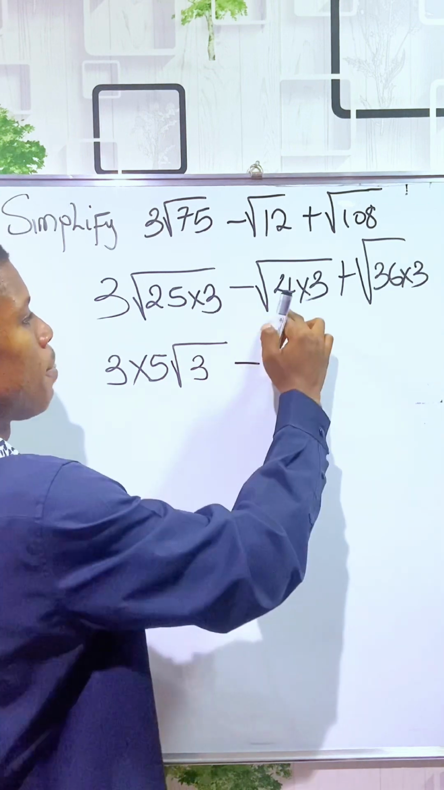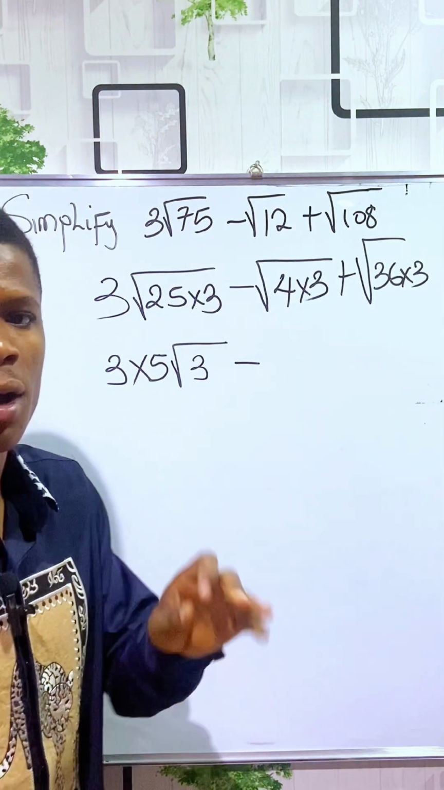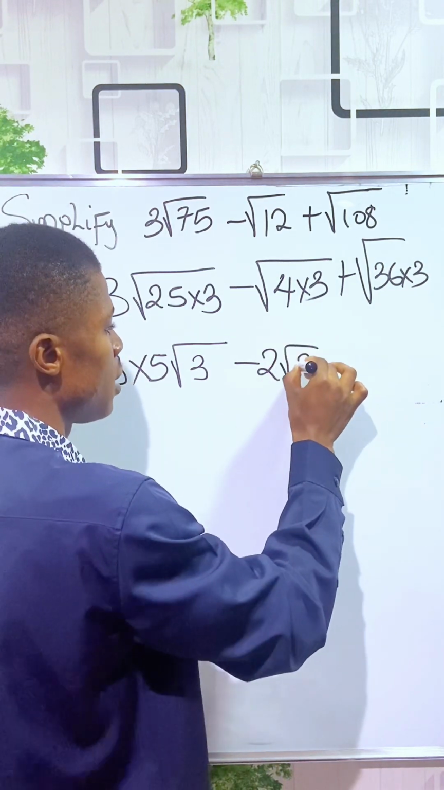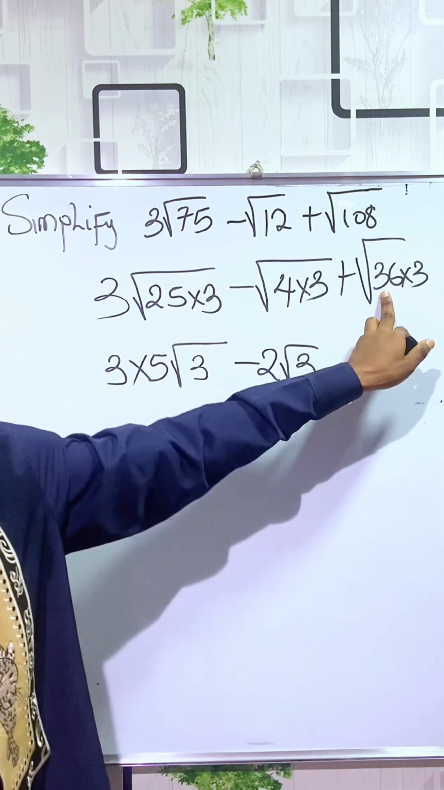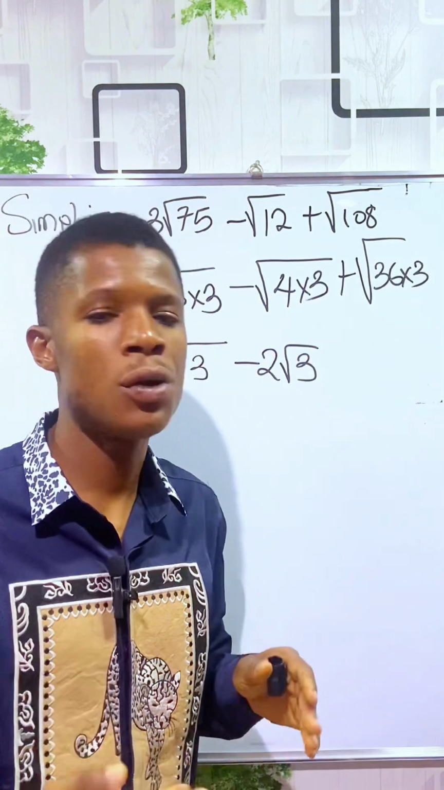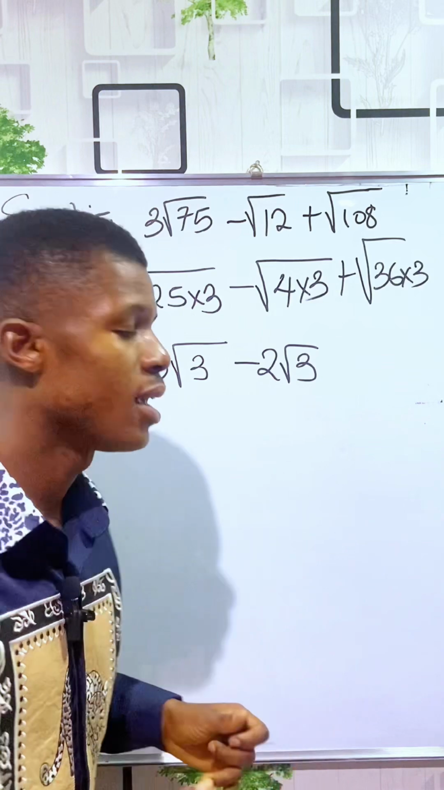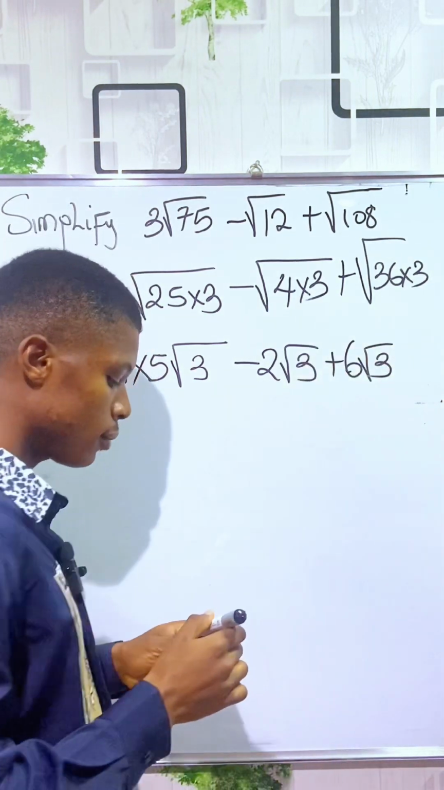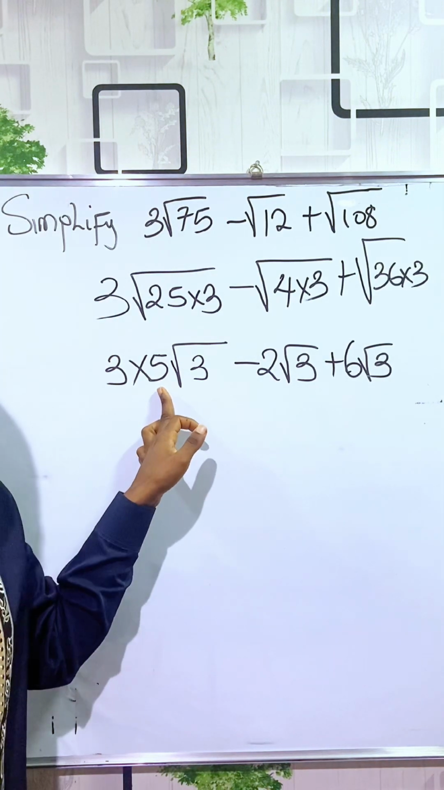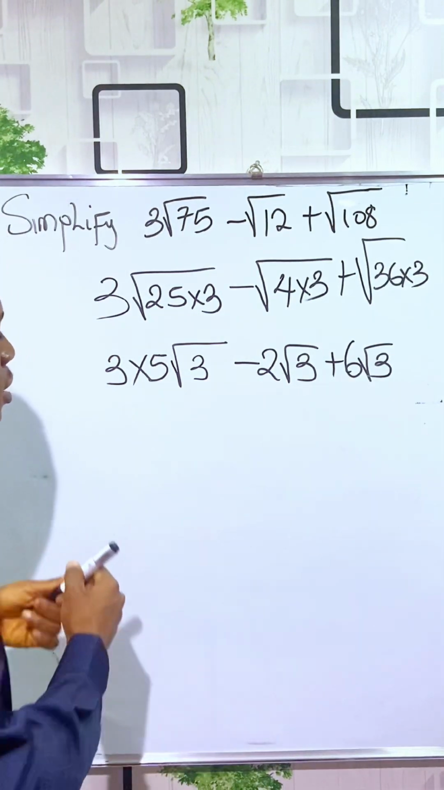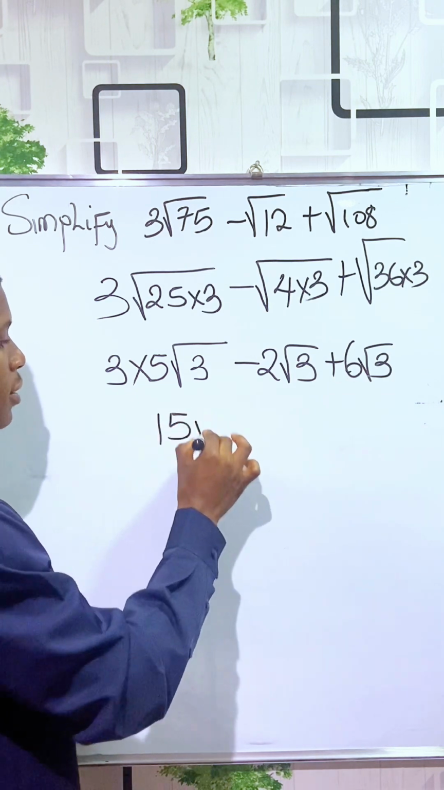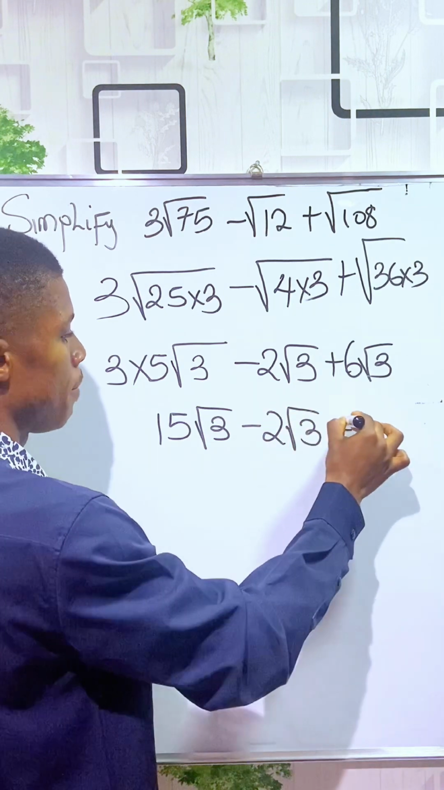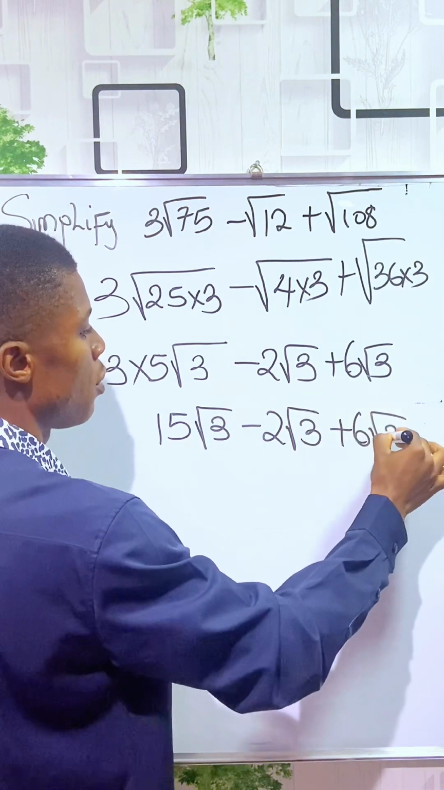Then minus, take the square root of the perfect square, 4. You have 2. So you have it as minus 2 root 3. Then take the square root of the perfect square, 36. You know that square root of 36 is 6. You have it as plus 6 root 3. Multiply 3 to 5, you get 15. So you have it as 15 root 3 minus 2 root 3 plus 6 root 3.